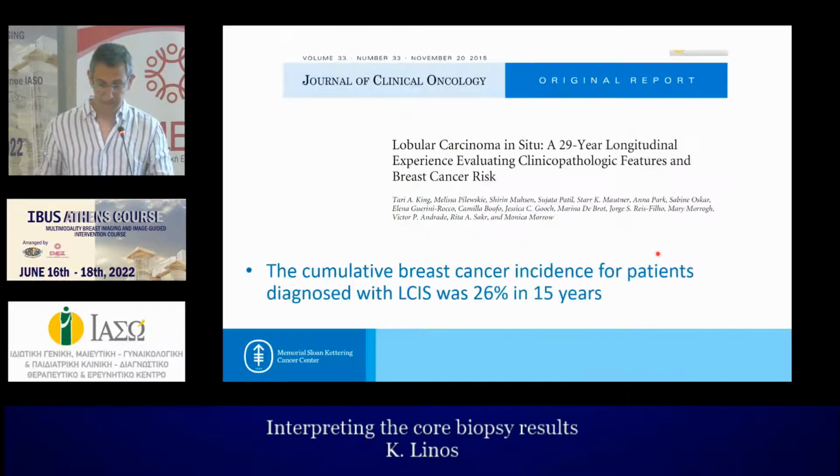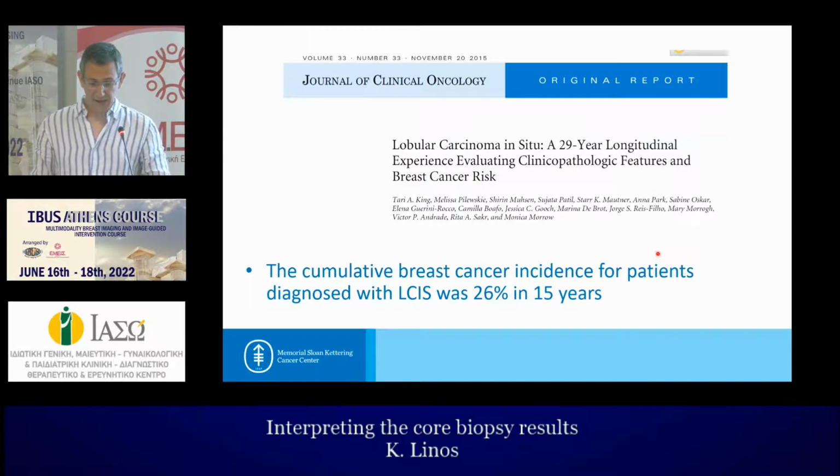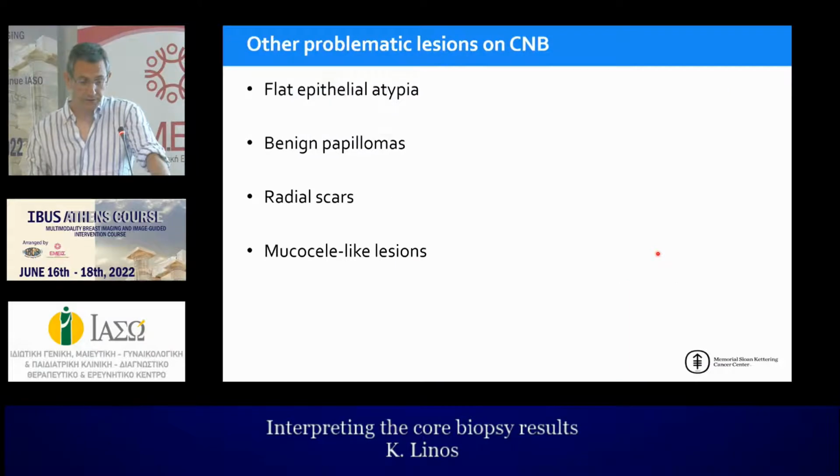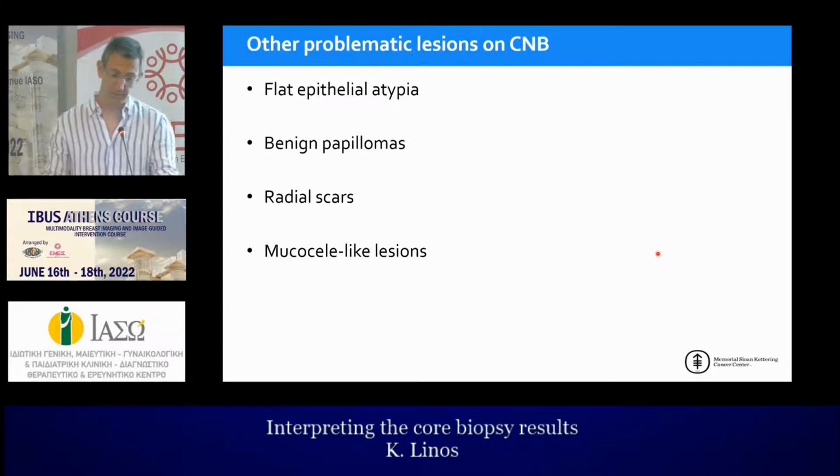It's a different thing. In terms of LCIS, the cumulative breast cancer risk incidence for patients diagnosed with LCIS was approximately 26% in about 15 years. But of course, there are other problematic lesions you can get in core needle biopsies, and we'll talk a little bit about that: flat epithelial atypia, a diagnosis of a papilloma, radial scar, as we talked yesterday, or mucocele-like lesions, and what do you do?